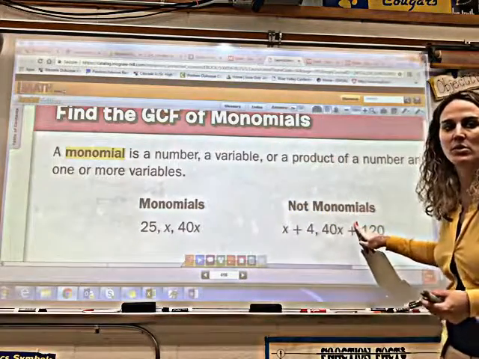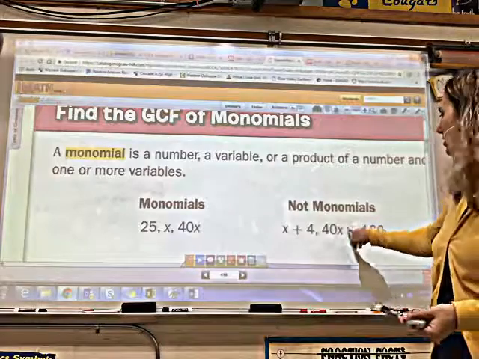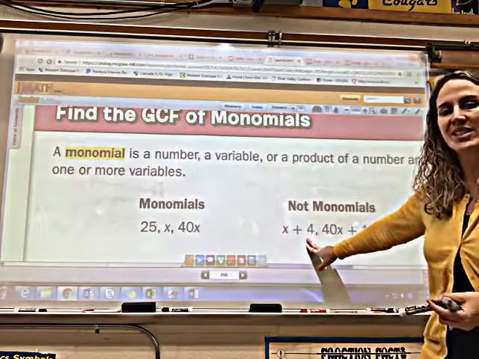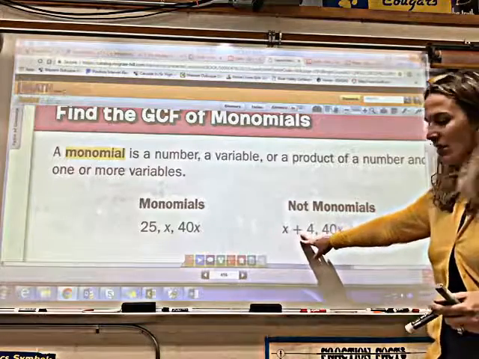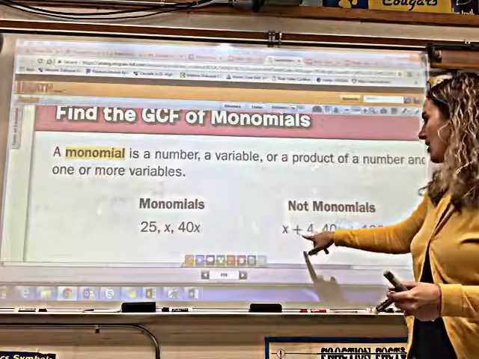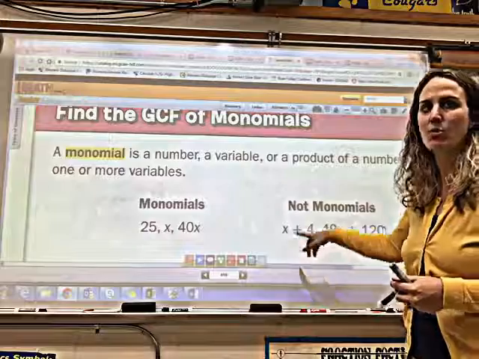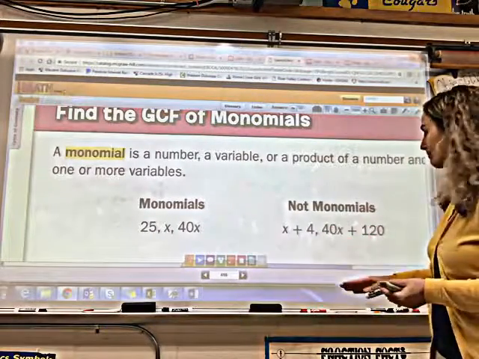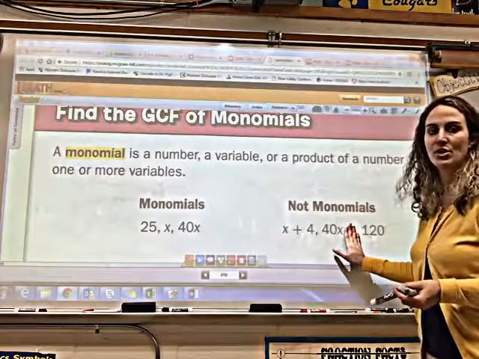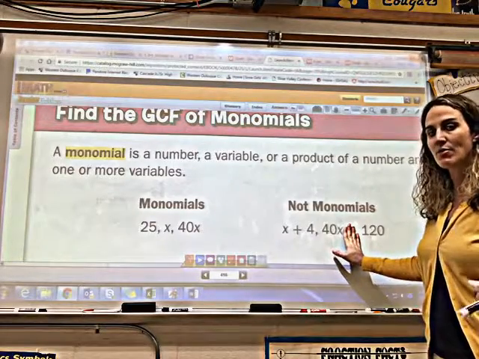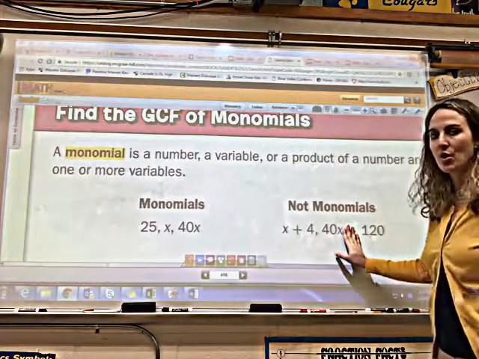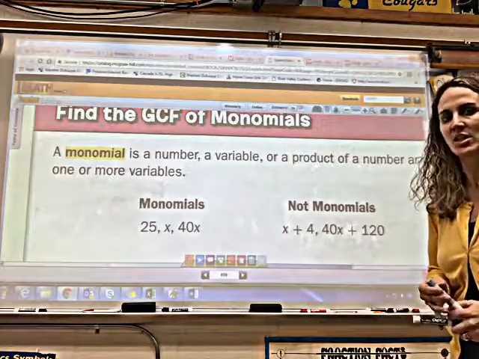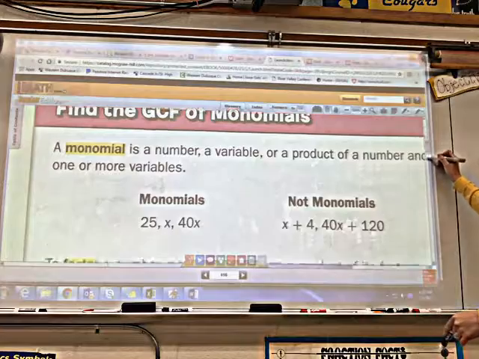Not monomials, okay, or examples that are not monomials would include x plus 4. The reason why this is not a monomial is because you're adding. You do have a variable and you do have a number, but you're adding them, so it's not a monomial. 40x plus 120, again, if I treated these as 2 separate terms, the 40x, that would be a monomial. Or 120 by itself would be a monomial. But because we're adding them together, it's no longer a monomial.